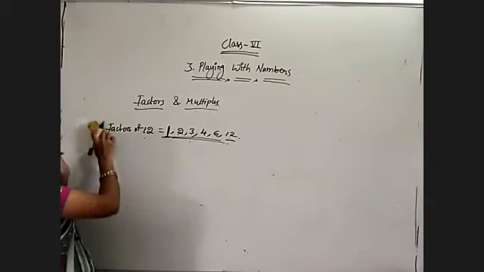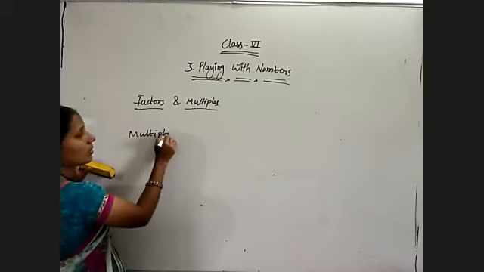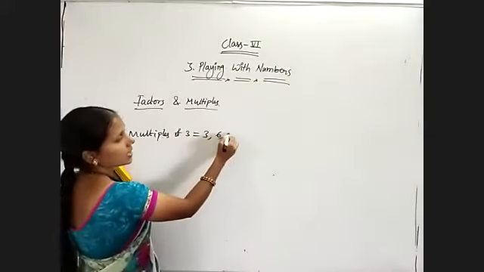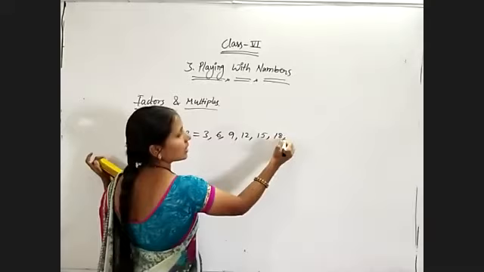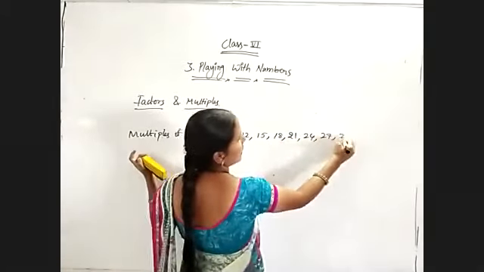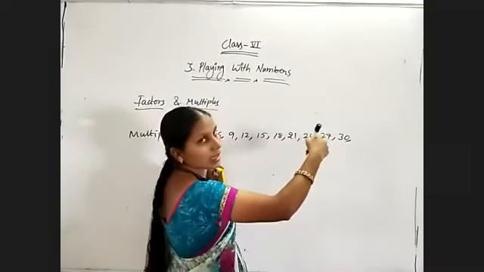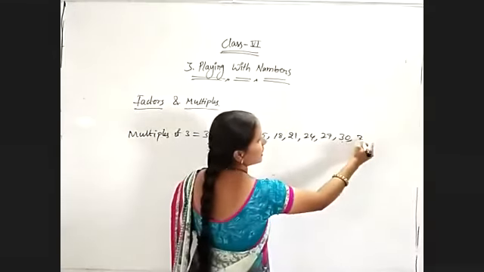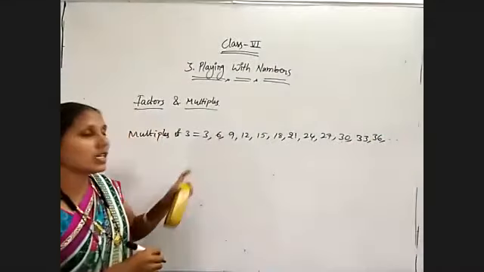Now, multiples. If I am writing multiples of 3: 3 ones are 3, 3 twos are 6, 3 threes are 9, 3 fours are 12, 3 fives are 15, 3 sixes are 18, 3 sevens are 21, 24, 27, 30. Now, whenever you are writing the 3 table, just add 3 repeatedly. Repeated addition is nothing but multiplication. So 30 plus 3 is 33, 36, and so on. All these are the multiples of 3.